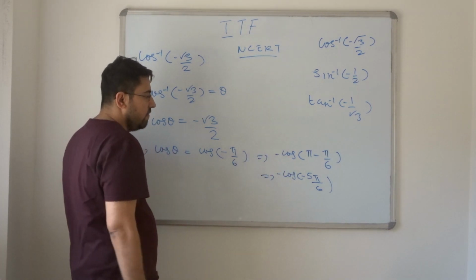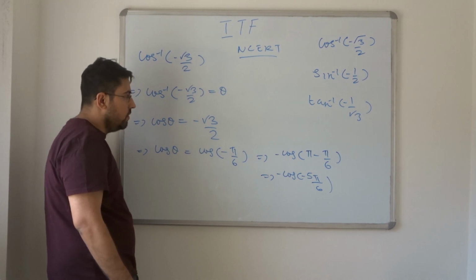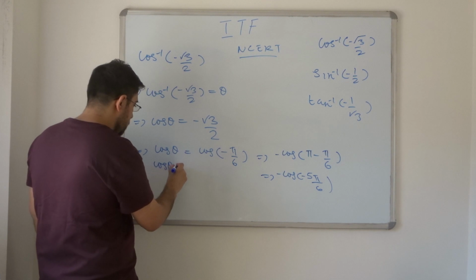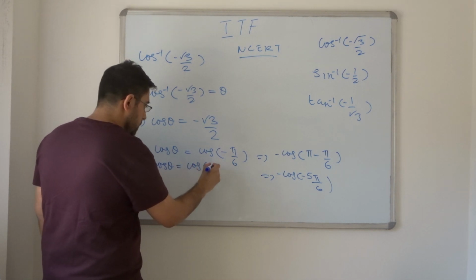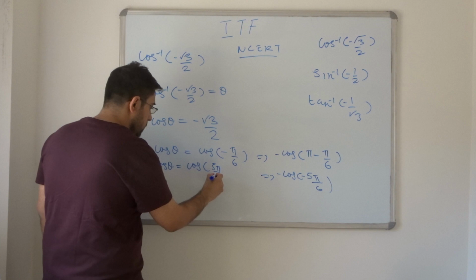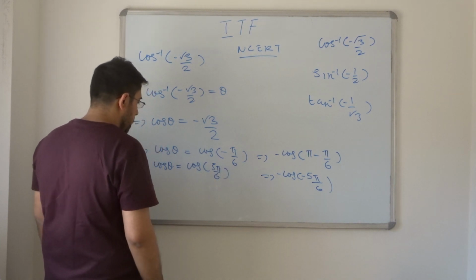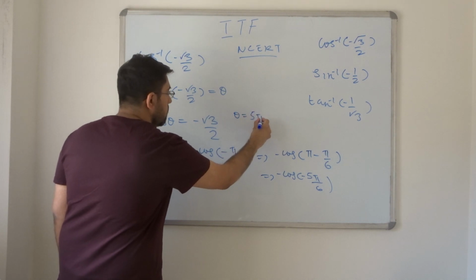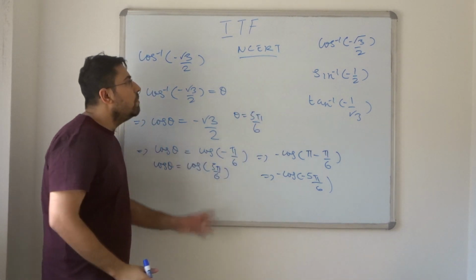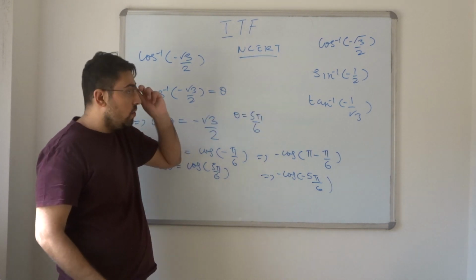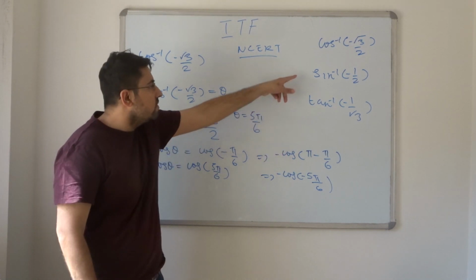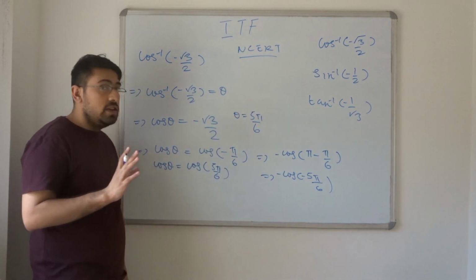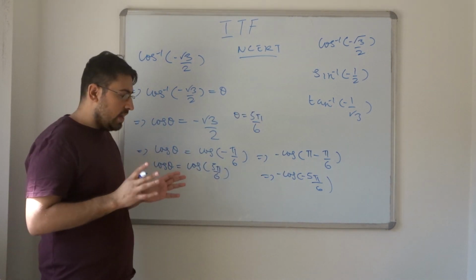So now negative and negative become positive. Okay? So now let's do it here. So you have cos theta. Okay, cos pi by 6. Okay, and then theta here equals pi by 6. Now before I move on to these two questions, what you can do is start attempting these two questions now.